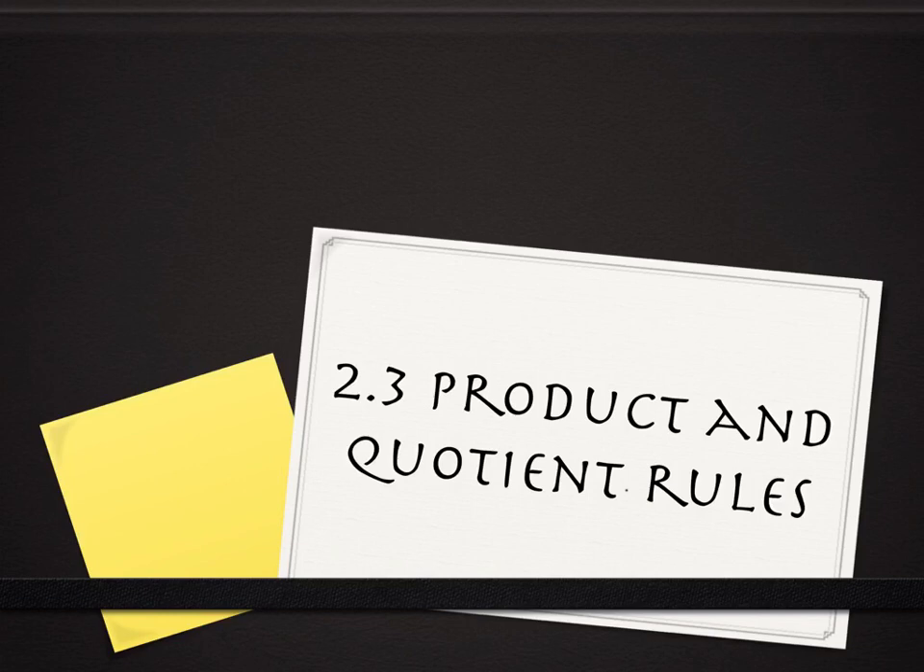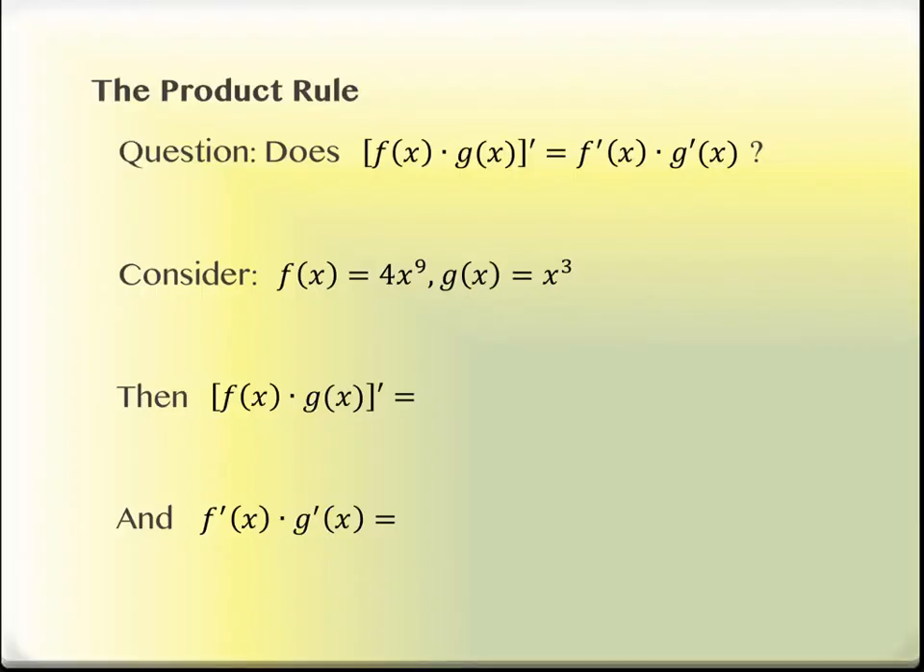All right, so in section 2.2, you learned about the simple derivative rules. What this section is going to do is take those simple derivative rules and involve them in what happens when we have products and quotients of functions. We're going to explore that idea in two separate pieces, one for product and one for quotient. So we're going to start with the product rule.